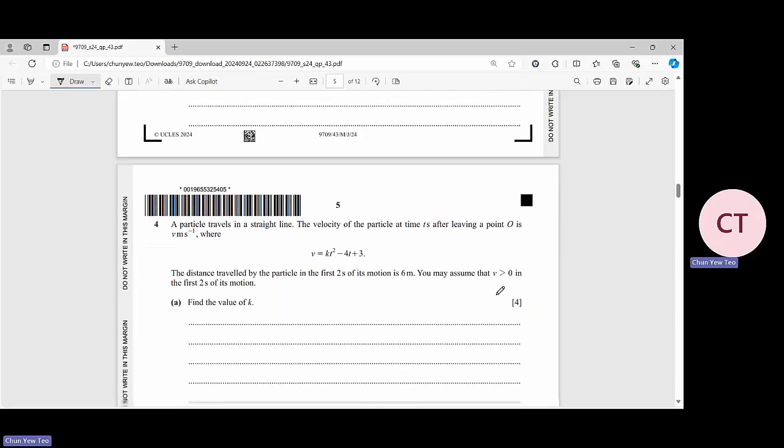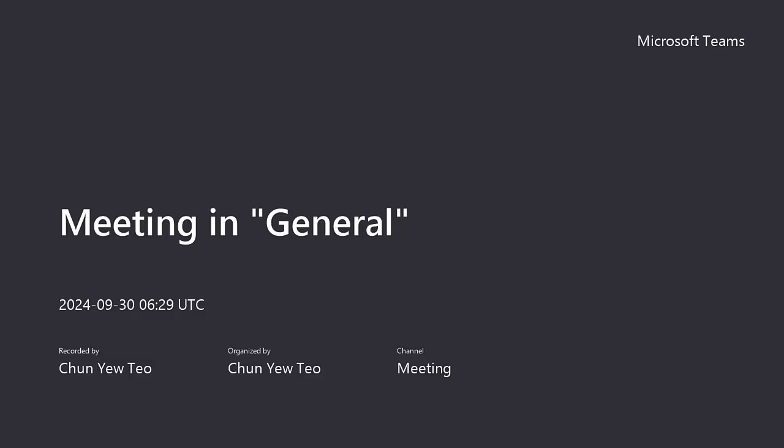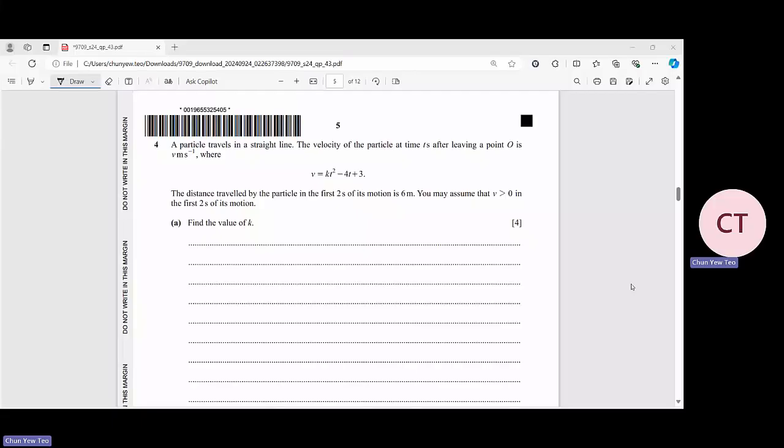Now moving on, we have question number 4. Now we take a look at question number 4. A particle travels in a straight line. The velocity of the particle at time t seconds after leaving the point O is v meters per second, where v is given as kt squared minus 4t plus 3. The distance traveled by the particle for the first 2 seconds of its motion is 6 meters. You may assume that v is positive in the first 2 seconds of its motion.